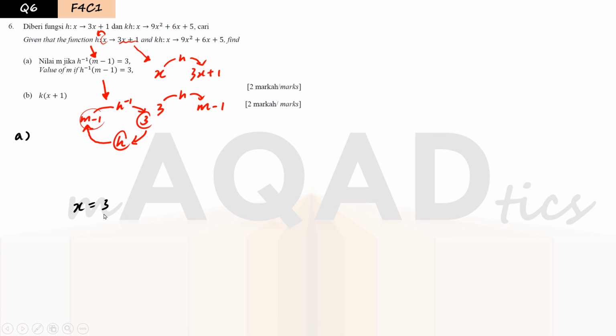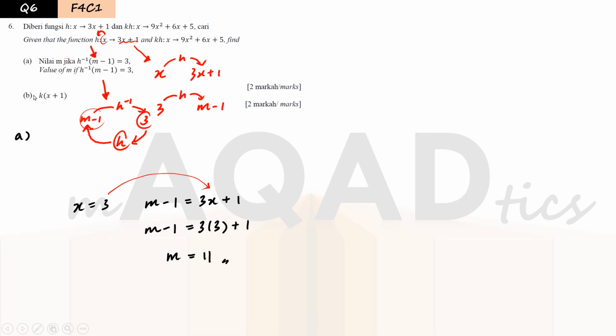So for part A, we are going to equate these two values together. So this would be x equals to 3, and we equate them first, and then we substitute the value of x inside here. So here will become 3, and 3 times 3 will be 9, plus 1 will be 10, and then this negative 1 moves to the other side, so you'll be adding 1 again, so m would be 11.